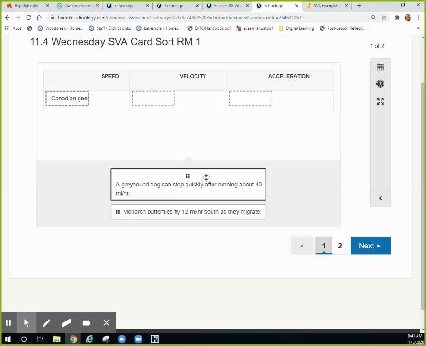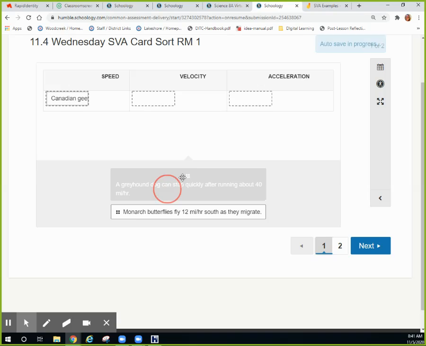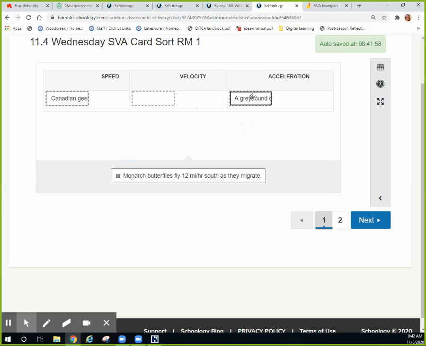My understanding of the word acceleration, stop quickly, is a change in this dog's speed. He was running 40 miles per hour and then he had to run 0. So he went from 40 to 0. So stop quickly indicates his speed is going to change, which is the definition of acceleration.